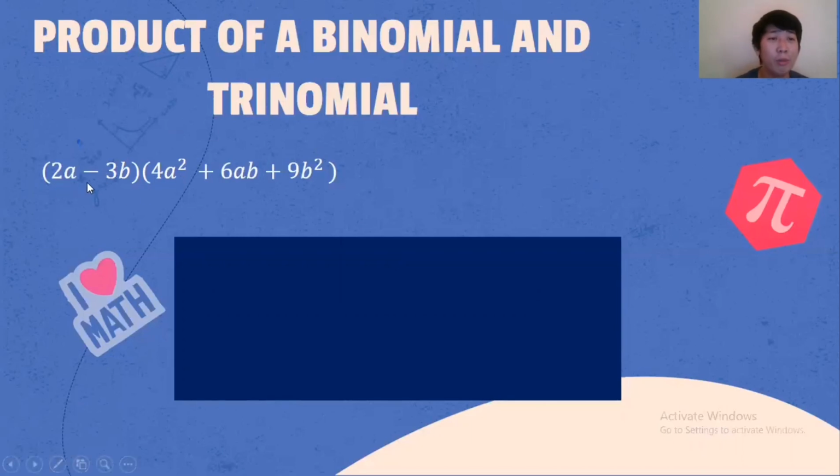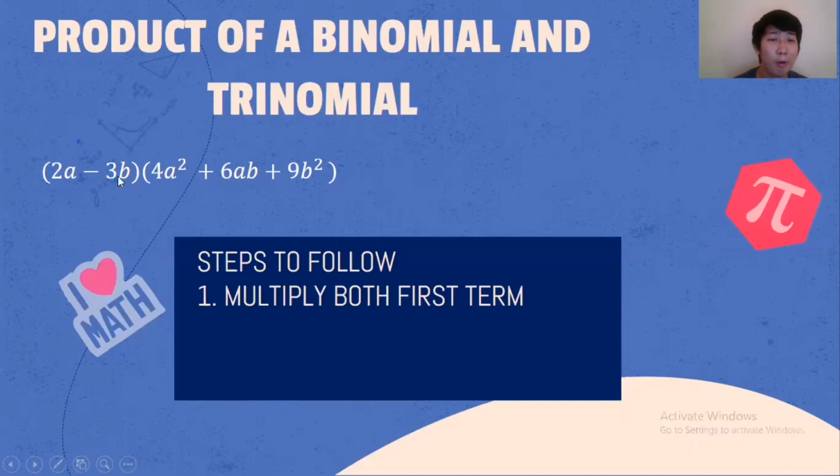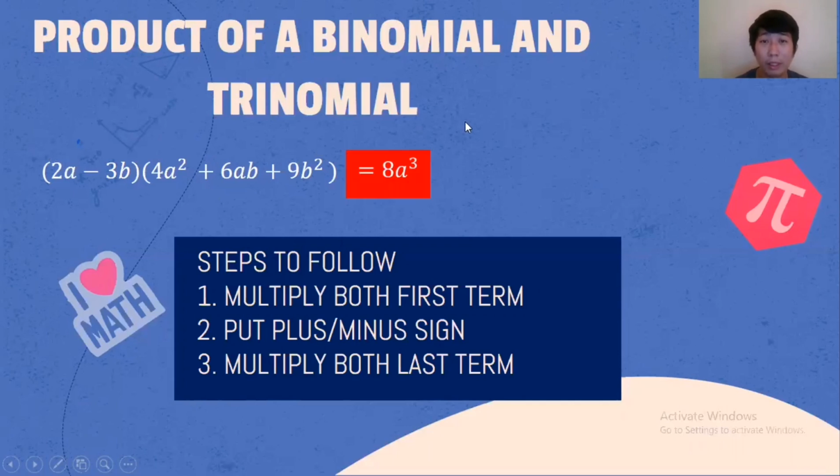So we have here 2a minus 3b multiplied by the quantity of 4a squared plus 6ab plus 9b squared. Let's try to follow the instructions. Multiply both first terms. 2a times 4a squared, that could be 8a cubed. Very good. Then next, put a plus or minus sign. This one is minus, that's why we put a minus sign on this part. And the last step will be to multiply both last terms. Negative 3b times 9b squared, that would be negative 3 times 9, that's 27, times b squared, b cubed, that could be negative 27b cubed.